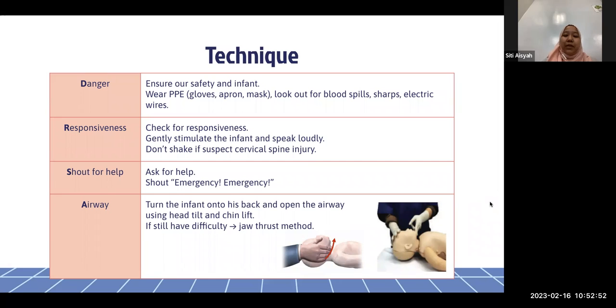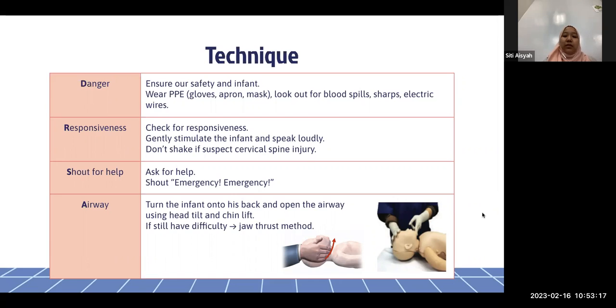And then we assess the airway. We assess the airway of the infant by turning them onto their back and then opening the airway by using the head tilt and chin lift. And if we still have difficulty in opening the airway, we use the jaw thrust method.